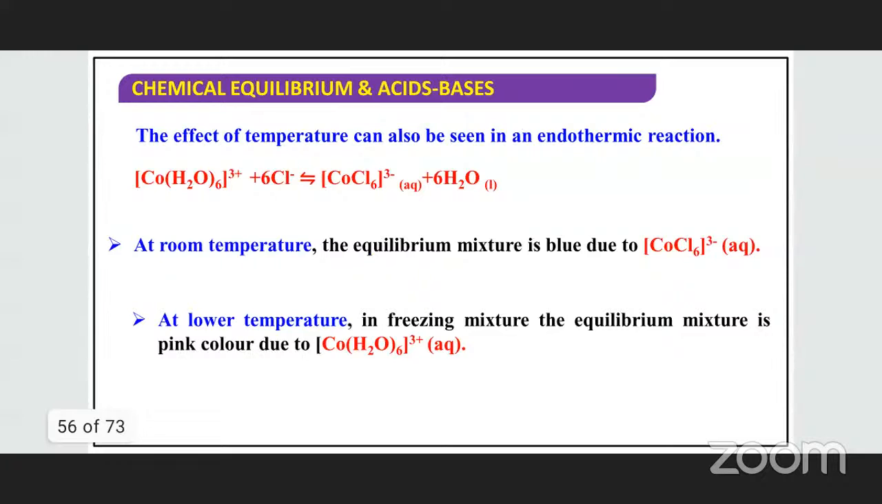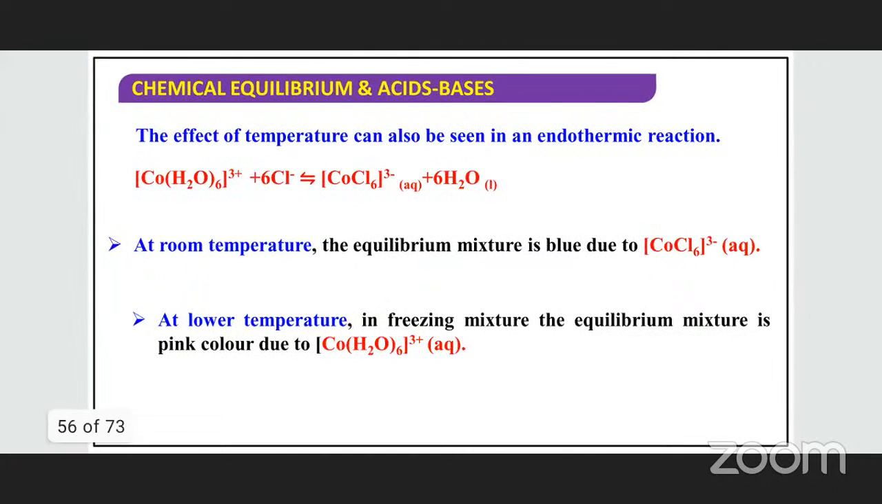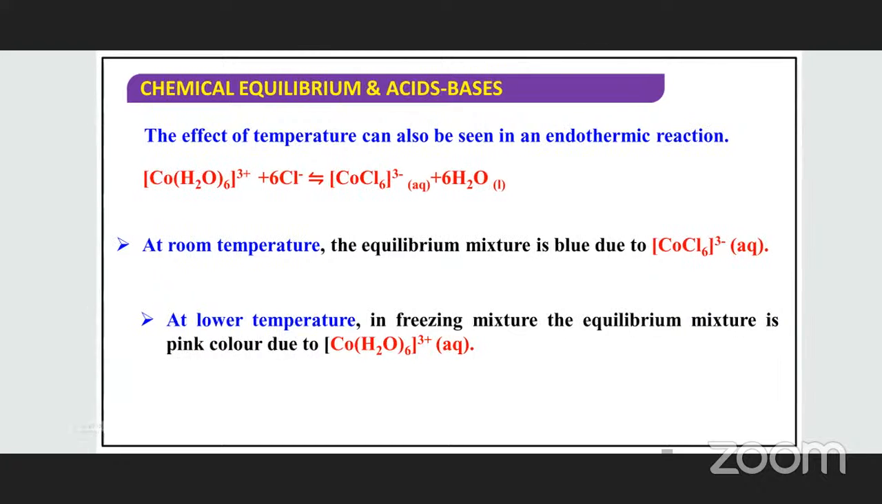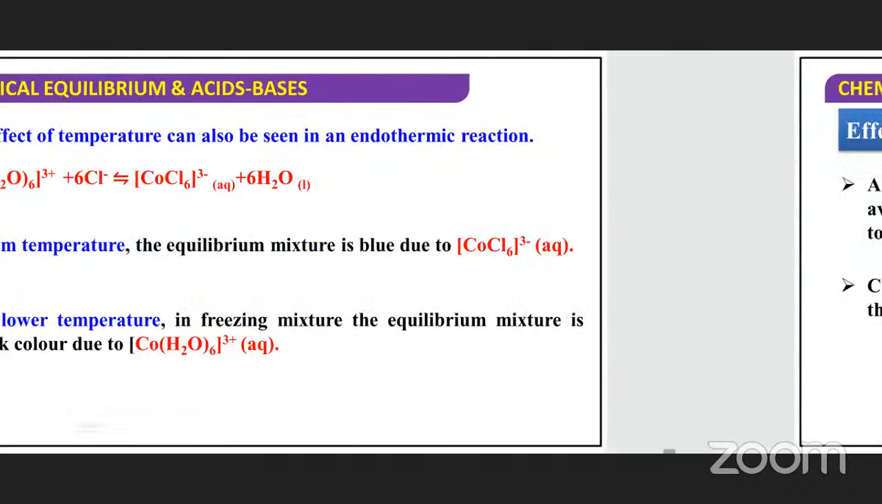The effect of temperature can also be seen in an endothermic reaction. Co(H2O)6 2+ plus 4Cl minus gives CoCl4 2- plus 6H2O. At room temperature, the equilibrium mixture is blue due to the tetrachlorocobaltate ion CoCl4 2-. At lower temperature, in a freezing mixture, the equilibrium mixture is pink in color due to Co(H2O)6 2+.